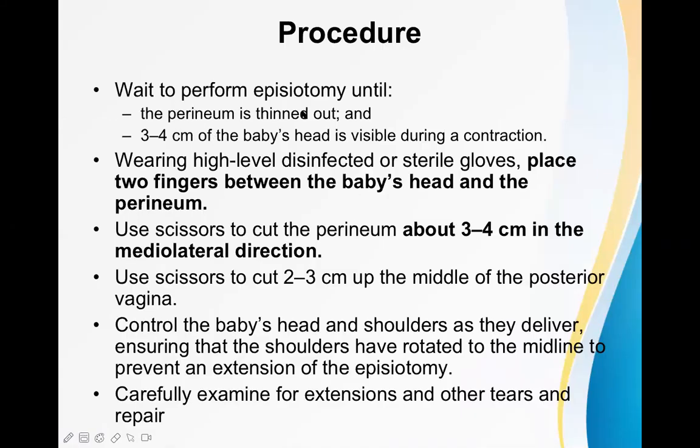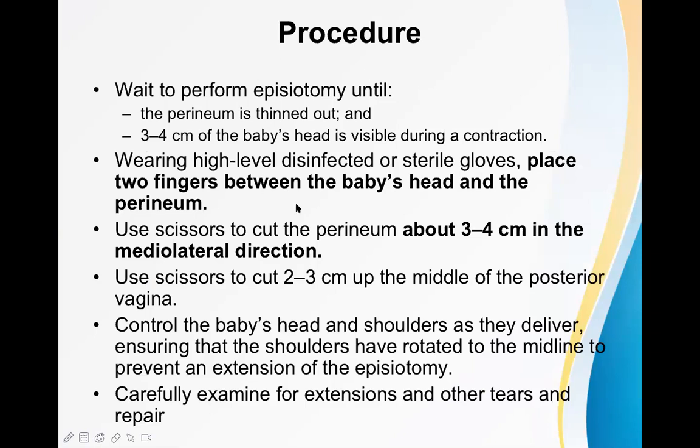Now, wait to perform episiotomy until the perineum is thinned out and 3 to 4 centimeters of the baby's head is visible during a contraction. This is known as crowning. We already talked about it. Crowning is this. So after the crowning occurs, then you can do the episiotomy, because within a short period of time the baby would be delivered.